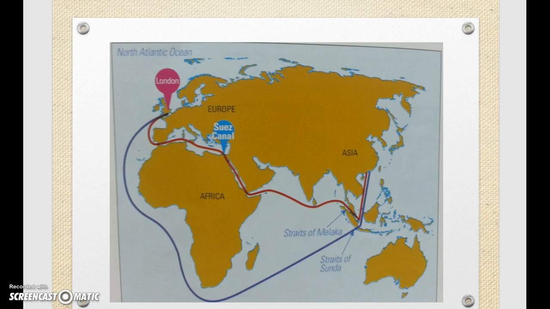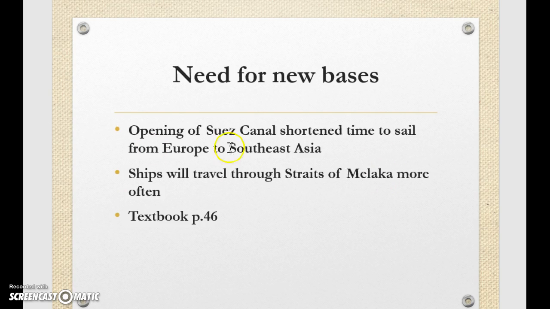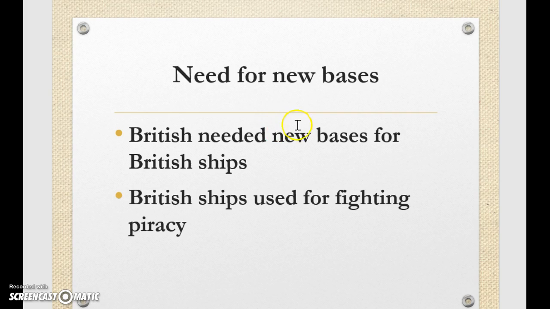And since they have shortened the routes, they would actually need more bases to stop by. So since there were more ships sailing along the routes, you actually need a base for them to be able to fight piracy, basically. Okay, so let's say if I'm able to base my ship in Singapore and Malacca, then I would be able to launch my ships to fight the piracy instead.